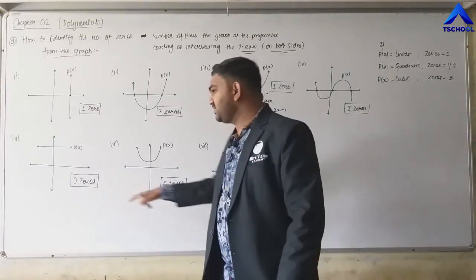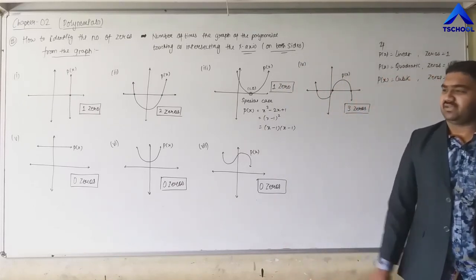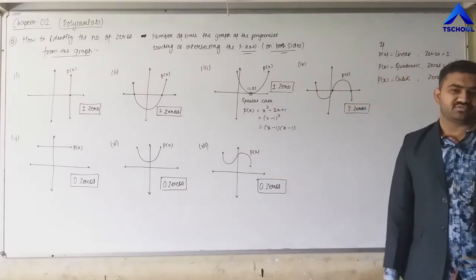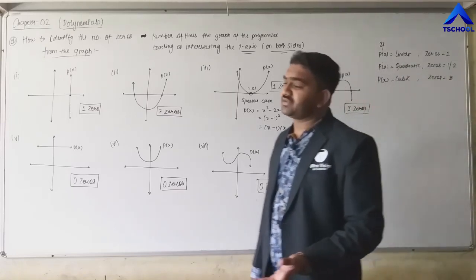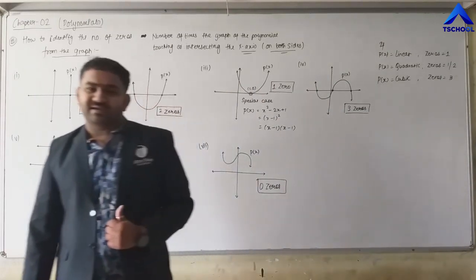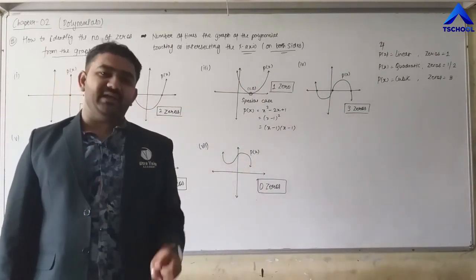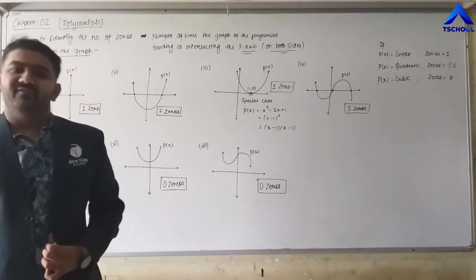And these are the cases where the graphs do not intersect the x-axis anywhere, so they will have 0 zeros. Right? So these are some of the examples. There are more examples given to you in the textbook. You can take a look at that and directly solve it from that. You can look at the graph and directly judge how many zeros the graph possesses.